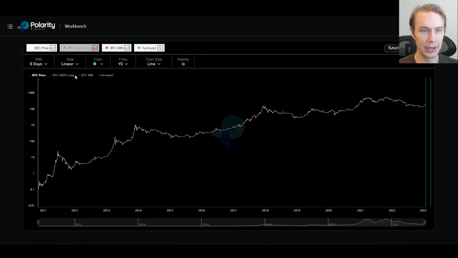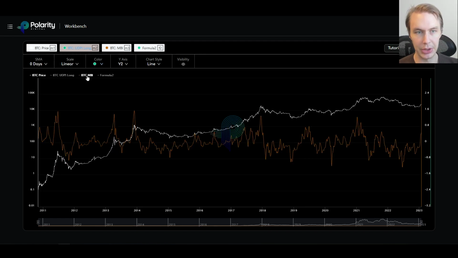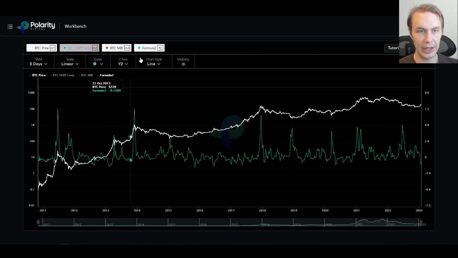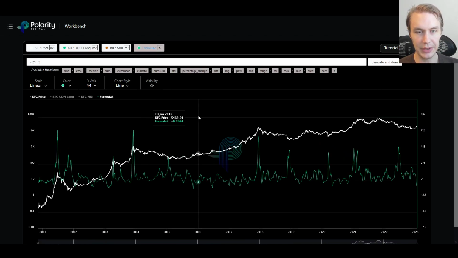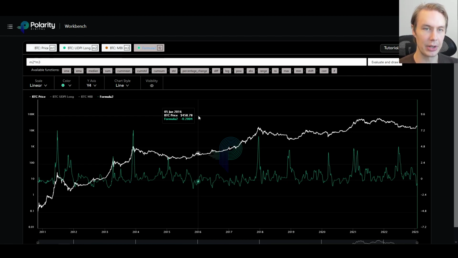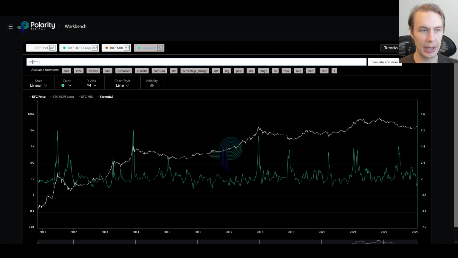We have that up here. We also have the MBI, which we're just looking at. And then I created this formula, this F2, which I think gives some interesting insights. Basically all this formula is, I'm multiplying the long-term UDPI, M2, by the MBI, M3.